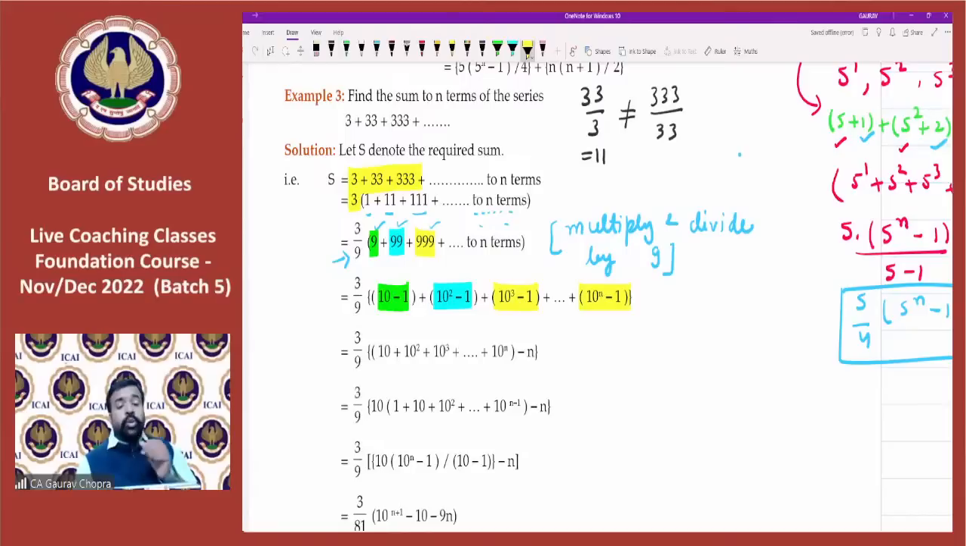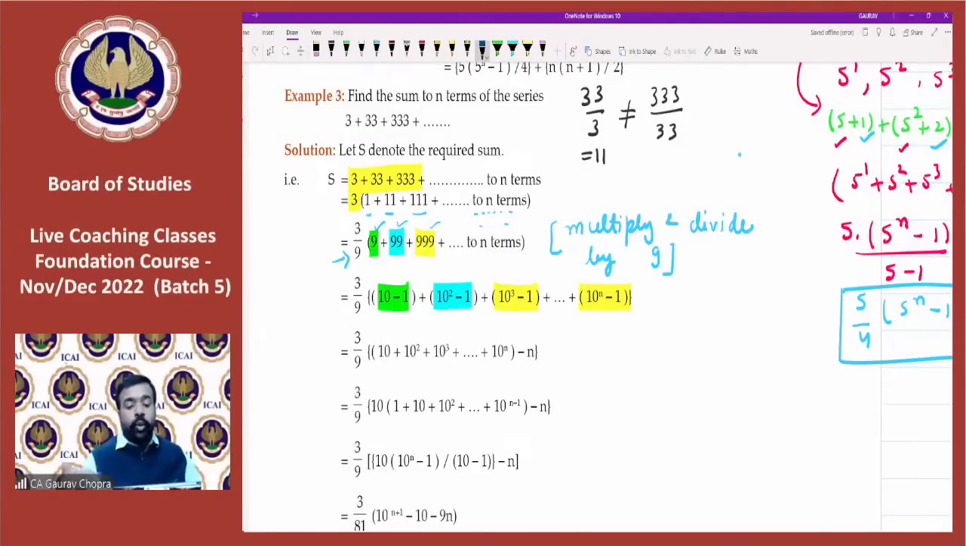Okay. So the most important step was to multiply and divide by 9. Why only 9? Because after getting 9, we can convert it into 10 minus 1, 100 minus 1, and that 10, 100, 1000 will become GP, and the other series will become AP. तो उसको GP बनाने के लिए आपको always यहाँ पे 9 से ही multiply करना है. Alright. So अब यहाँ पे क्या करेंगे?